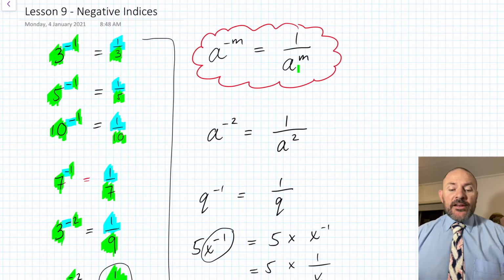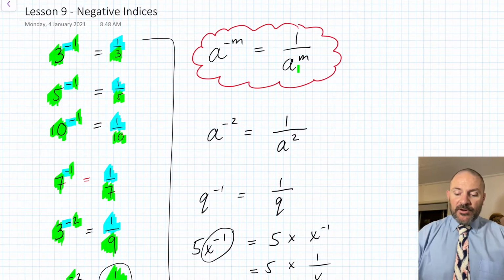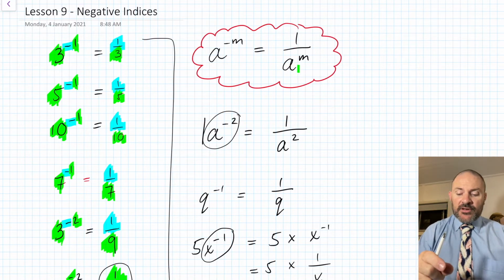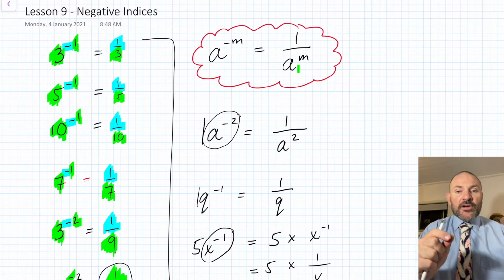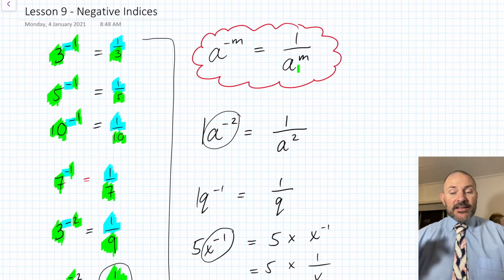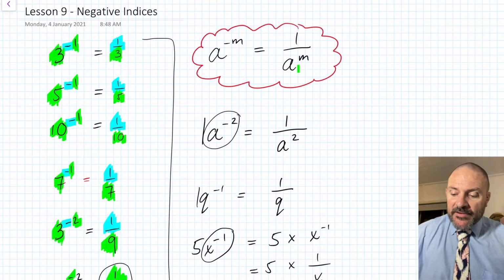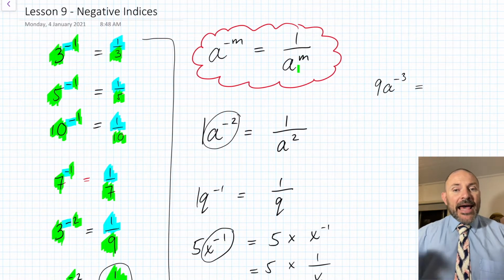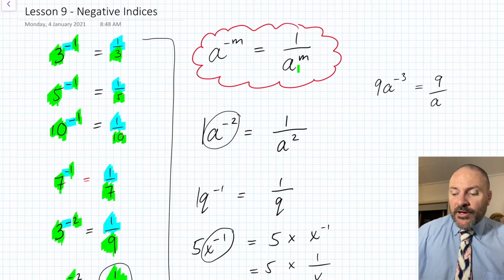Whenever you have a negative indice, it just goes downstairs. So for example, we have 1 over a to the negative 2. The a to the negative 2 goes downstairs and becomes positive. If I have 1 q to the negative 1, the q to the power of 1 just goes downstairs. If I have 5x to the negative 1, the x to the power of 1 just goes downstairs. So if I have something like 9a to the negative 3, the a to the negative 3 goes downstairs, and I'm left with 9 over a to the 3.